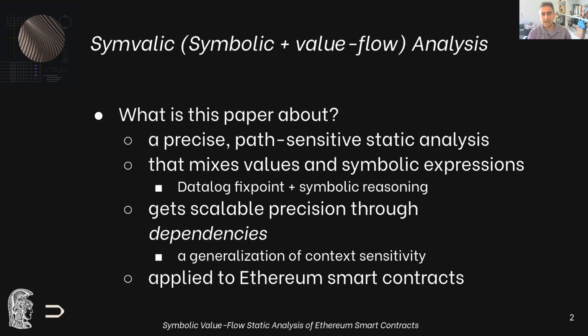But it combines that with a Datalog fixpoint engine that computes sets of values highly efficiently and joins them together to produce new inferences. Now, symbolic analysis gets scalable precision through a mechanism that we will call dependencies, which we will describe. It's a generalization of context sensitivity. It's something to get us to be precise without sacrificing scalability. And this analysis architecture is applied to Ethereum smart contracts.